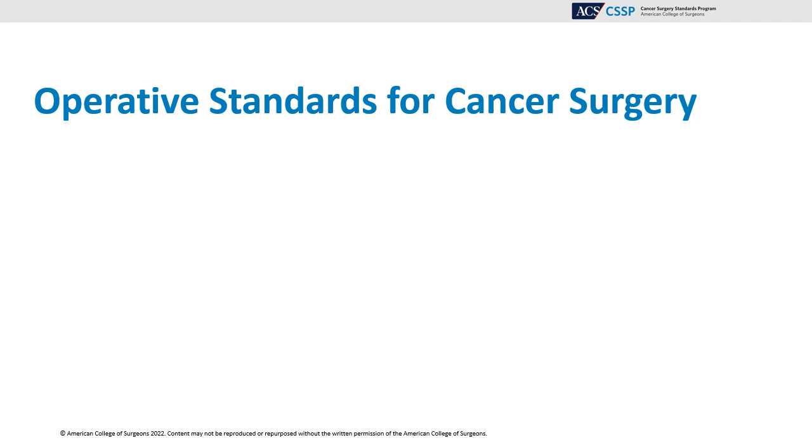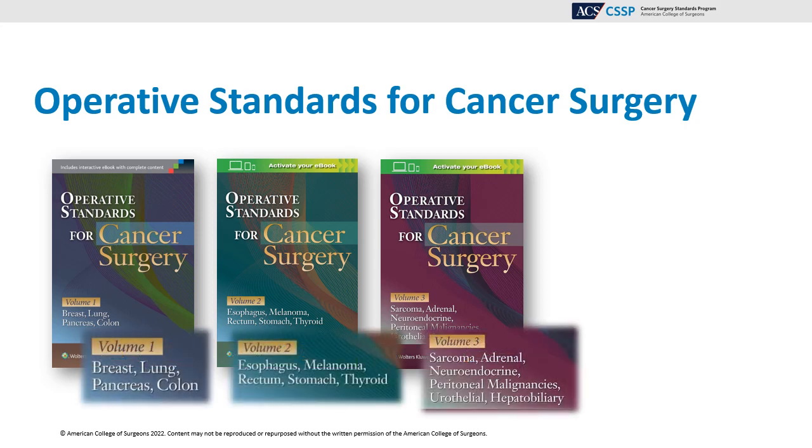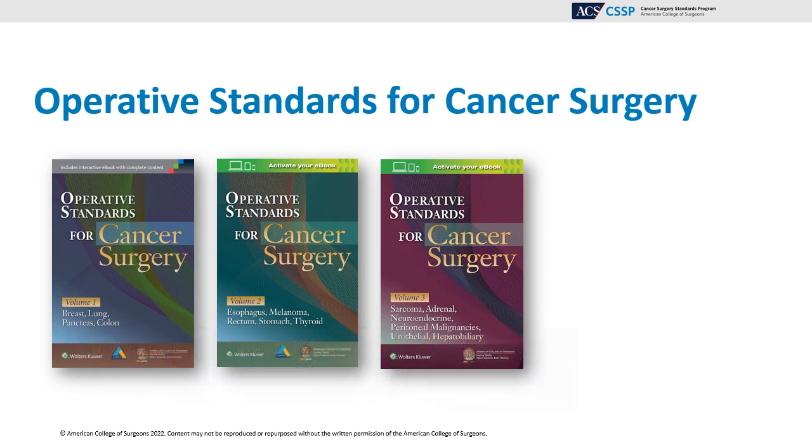The Operative Standards for Cancer Surgery manuals were developed by the American College of Surgeons Cancer Research Program in an effort to improve the quality of cancer surgery performed. The first 3 volumes cover 15 distinct disease sites and are a comprehensive collection of evidence-based best practices for performing cancer operations and elements associated with improved oncologic outcomes. Essentially, these manuals describe the important technical aspects for cancer operations associated with improved oncologic outcomes.